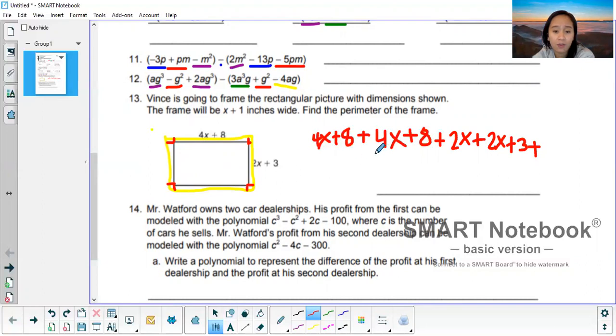That means you also have to add 8x plus, now plus 1, right? So 1, 2, 3, 4, 5, 6, 7, 8. So you can just add 8 also. So if you add everything, you will get the perimeter of that rectangular picture when you're going to have that frame. Okay, so make sure you do that one.